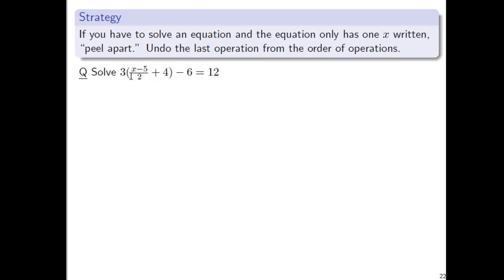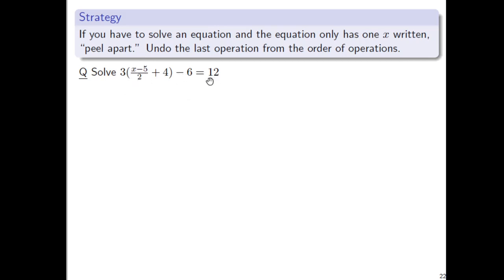And so if we follow what would happen with this mystery number x, following the order of operations, we'd start with this x and then we'd subtract 5 from it. And then whatever number that is, the result is divided by 2. And then that value, this fraction, whatever number that is, we would add 4 to it. And then the result of that number is multiplied by 3. And then the result of that number, you subtract 6. So to peel apart, we've got to undo minus 6.